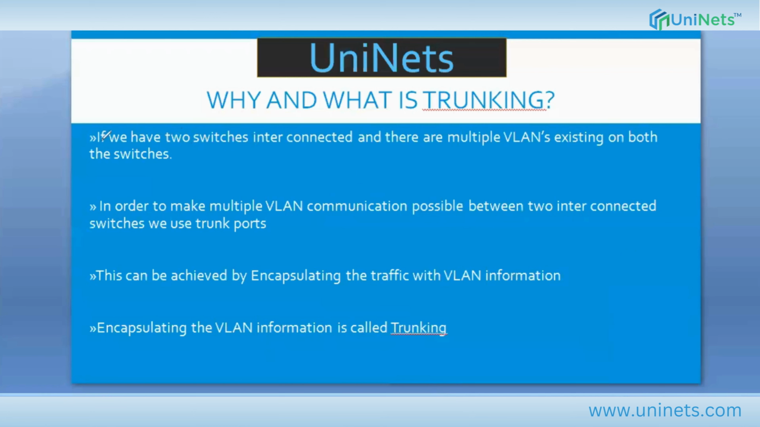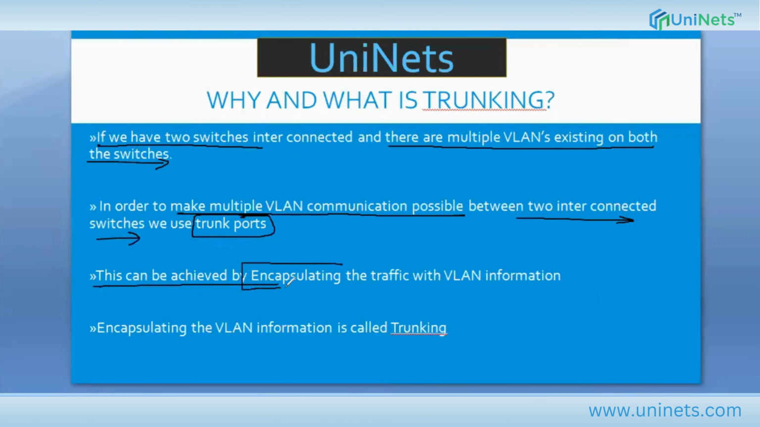So if we have two switches interconnected and there are multiple VLANs existing on both the switches, in order to make multiple VLANs communication possible between these two interconnected switches, we use trunk ports, right? And this can be achieved by encapsulating the traffic with VLAN information. Whatever the information I am receiving, upon this I will encapsulate it with VLAN information.